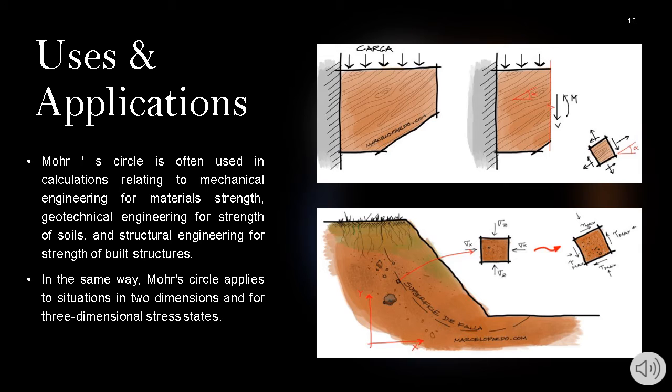Uses and applications. Mohr circle is often used in calculations relating to mechanical engineering for material strength, geotechnical engineering for strength of soils, and structural engineering for strength of built structures. In the same way, Mohr circles apply to situations in two-dimensional or three-dimensional stress states. As we can see in the image on the right, there are two common cases in which the study of stresses is necessary or easier to do with Mohr circle.